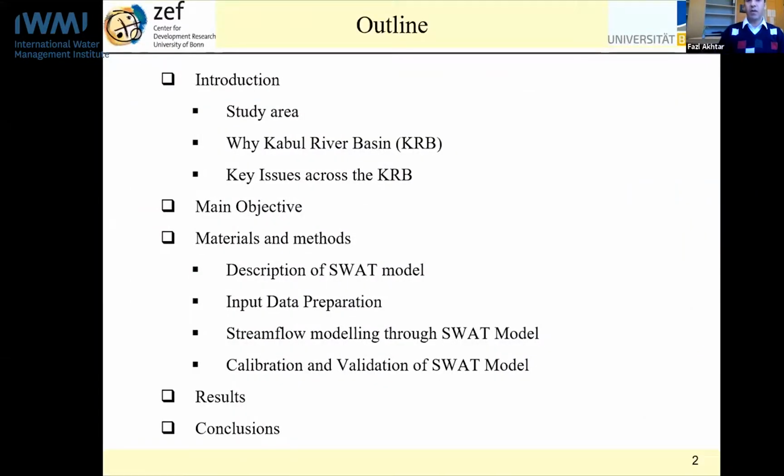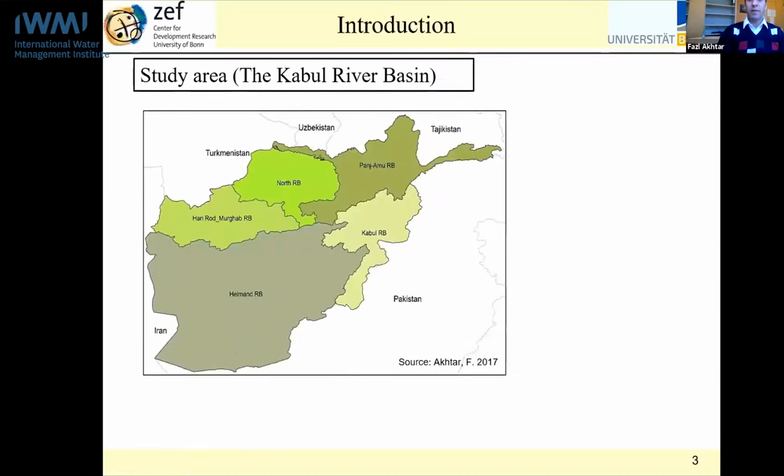The contents which I will be covering during my presentation: I will give you a brief about the study area, why I chose the Kabul River Basin, and what the key issues with the Kabul River Basin are, which make it important for us to run some hydrological modeling and climate change scenarios and elsewhere. Then the key objectives of my work and the materials and methods used for the estimation of surface water supplies in the Kabul River Basin. At the end, I will be speaking about the results and will conclude with some remarks.